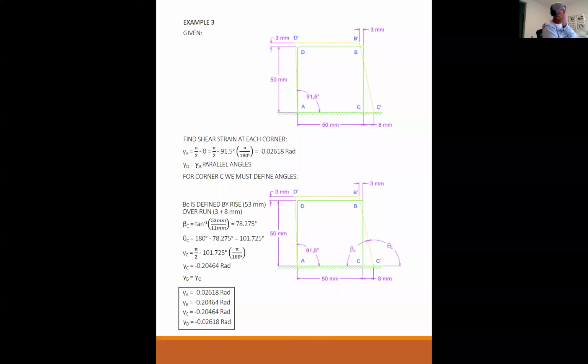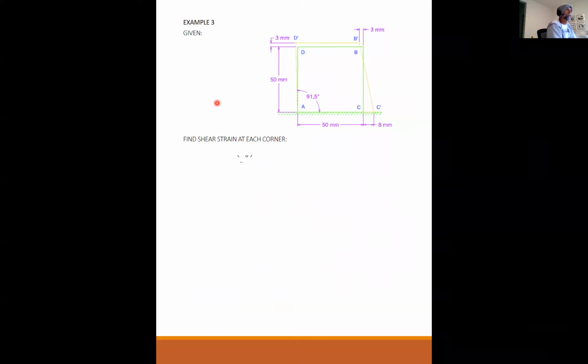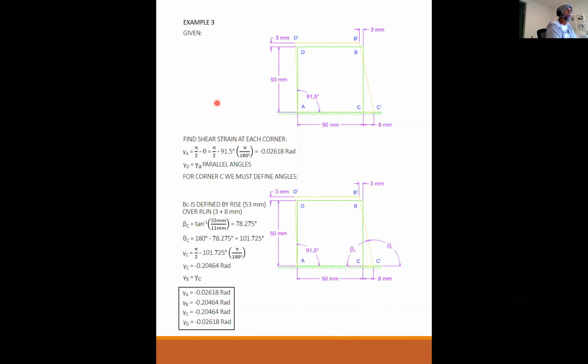Okay, so then let's get started. Where we left off last time, we had talked about normal strains. We had talked about shear strains. This last problem, example 3, was all about shear strains. And so now what I want to talk about is average normal strains.